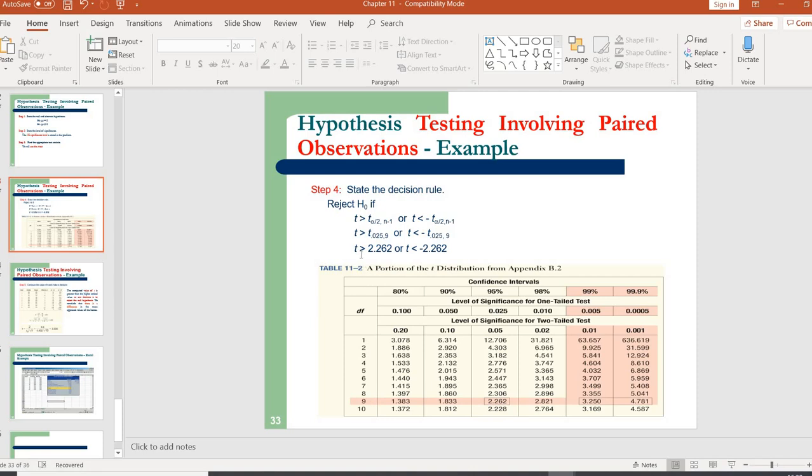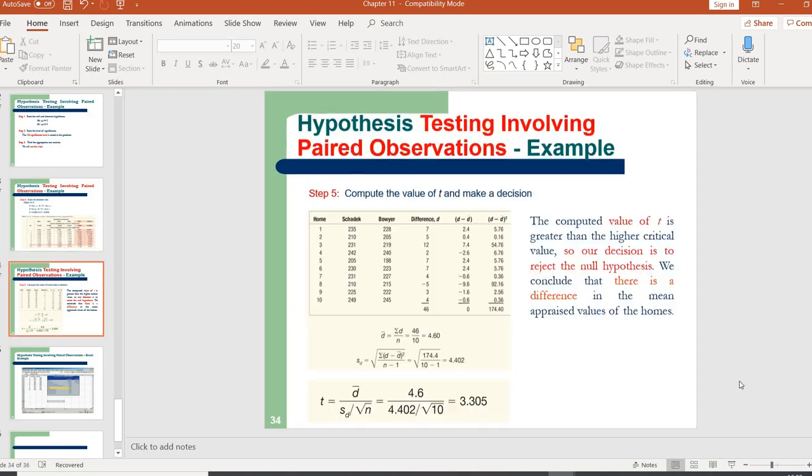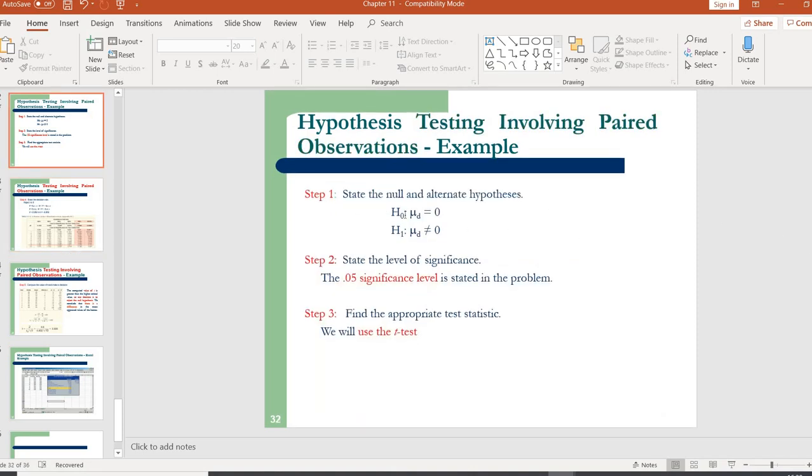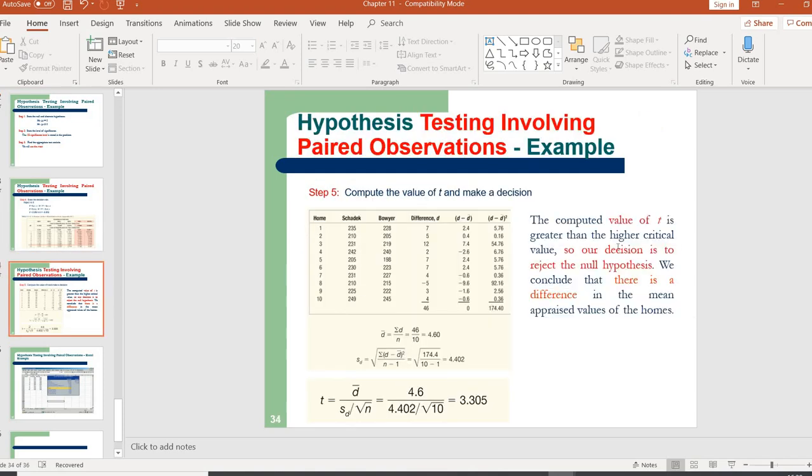What is the rule? Reject if the t statistic is more than the critical value. The t statistic obtained is 3.305. You can see it is more than the critical value of 2.262, and therefore we can reject the null hypothesis, which states that the mean difference between the two samples is equal to 0. So actually the means are not equal. The computed value of t is greater than the higher critical value, so our decision is to reject the null hypothesis. We conclude that there is a difference in the mean appraised value of the homes.